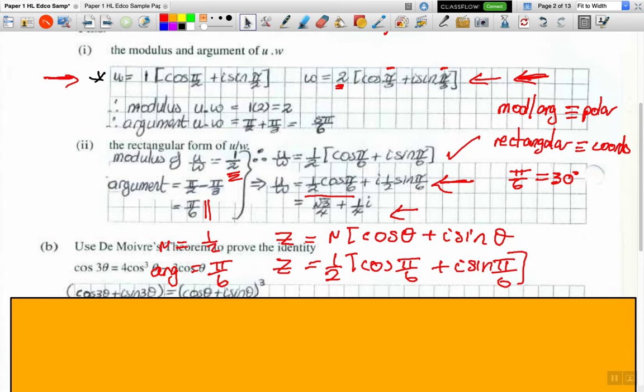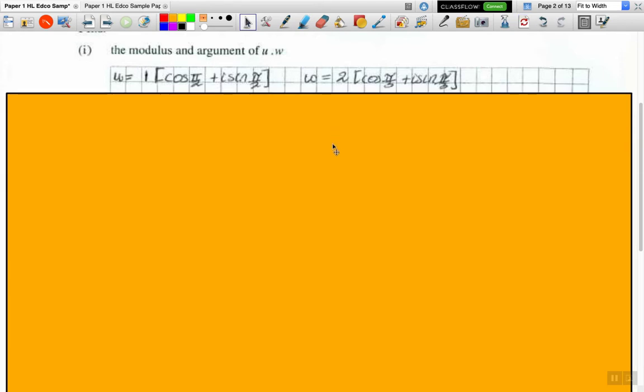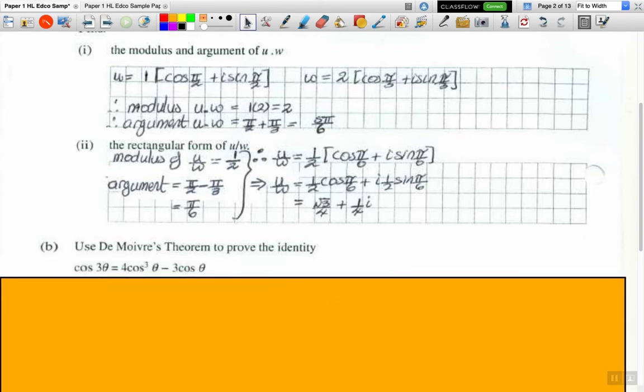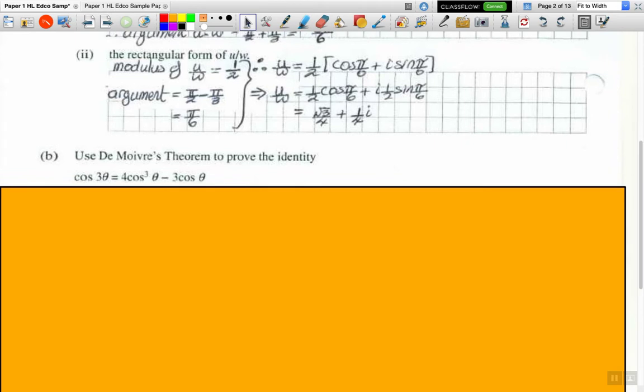Okay, moving on to the next part of the problem, we're looking at De Moivre's theorem to prove the identity that cos 3 theta is equal to 4 cos cubed theta minus 3 cos theta. Look, if this comes up in the exam, which is highly unlikely, getting something right will get you a lot of marks.